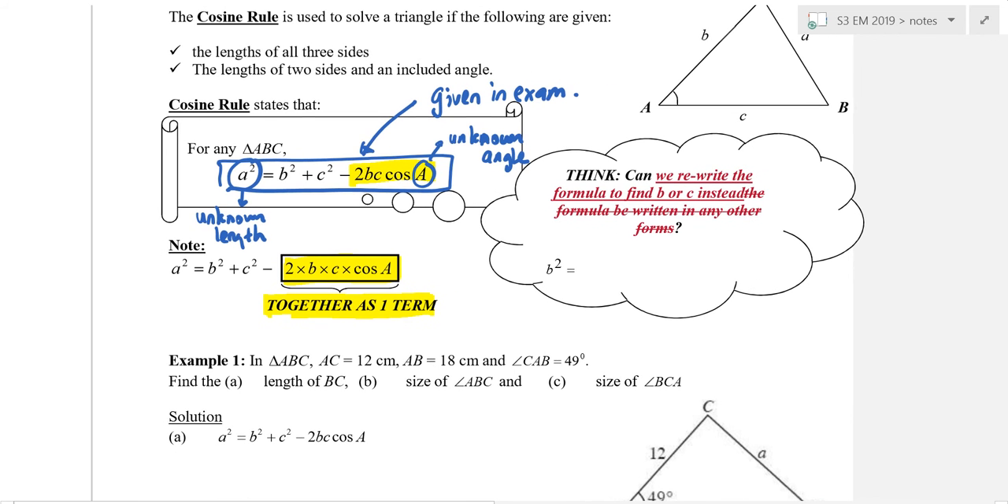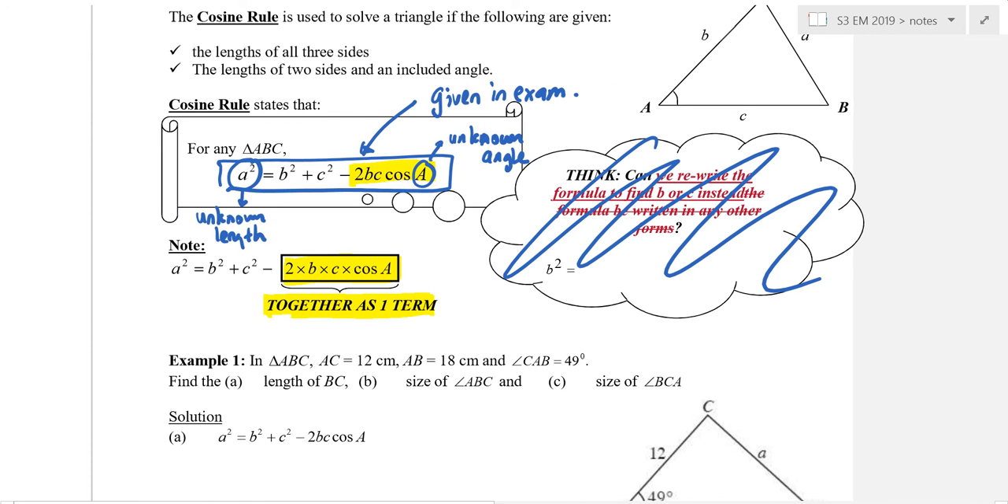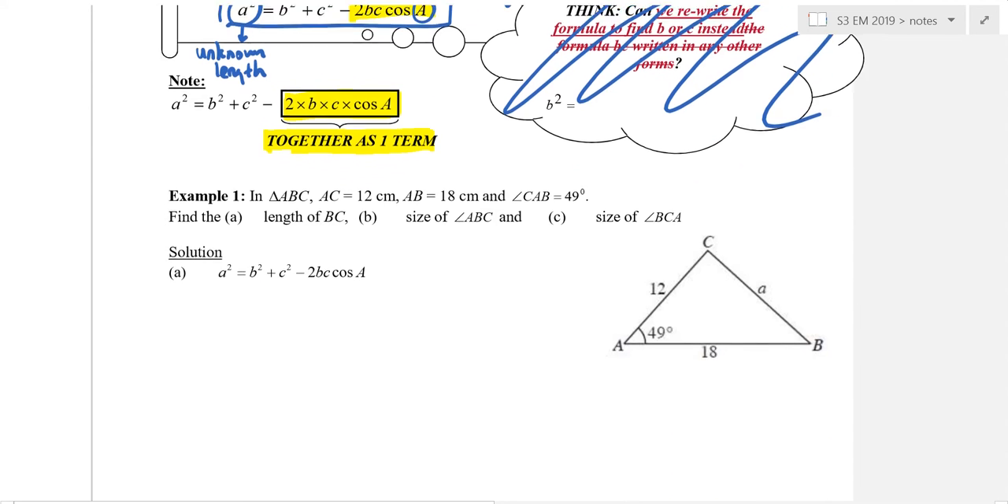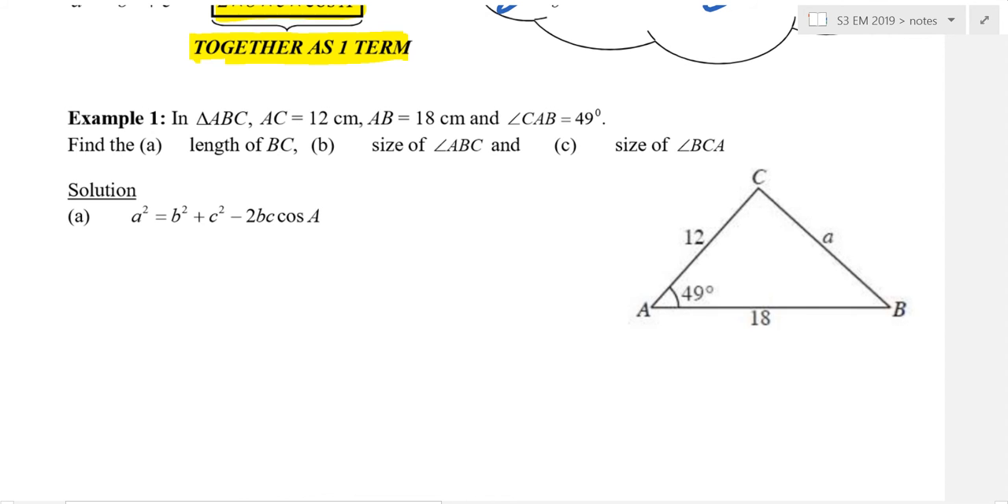Can you think of a way to rewrite it? Not important. Once you master this, there's no need to rewrite anything like that. So I'm going to teach you just this method because this is given in the exam. Now let's start by looking at the triangle. So it happens that this unknown side, BC, is called A. So if this is A, then the other two will be B and C.